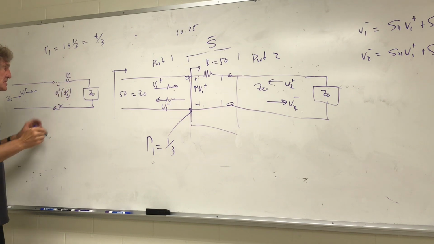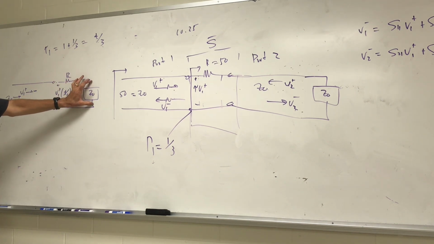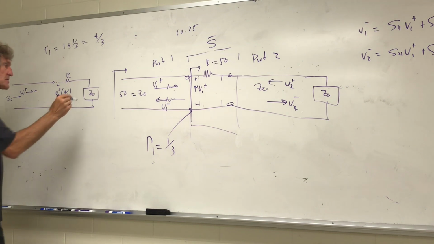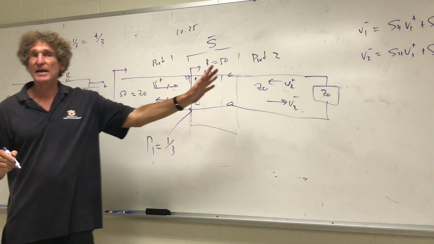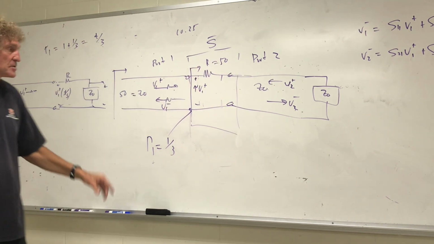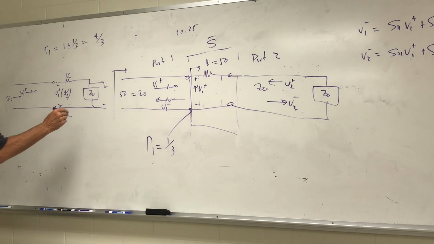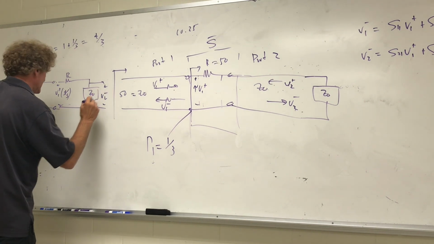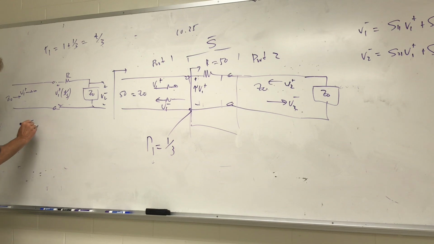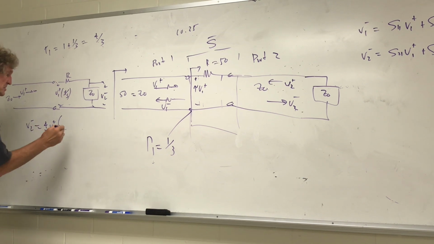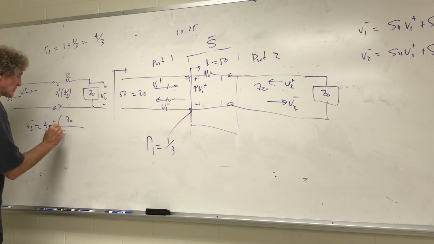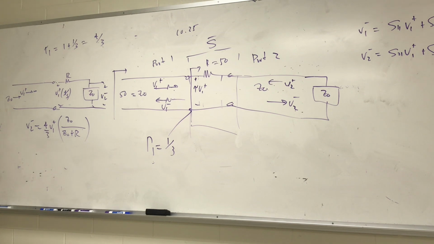Now after that, this looks like a simple voltage divider. Does everybody see that? I want this voltage right here because that's the voltage that's going to propagate out. It's just the voltage developed across Z0. So I can say that this V2 minus is equal to, start with this voltage, which is 4/3 V1 plus, and then use simple voltage division, which would be Z0 over Z0 plus R. Does that make sense to everybody?